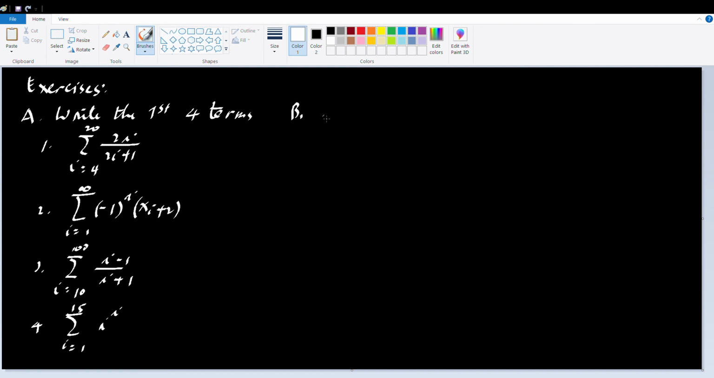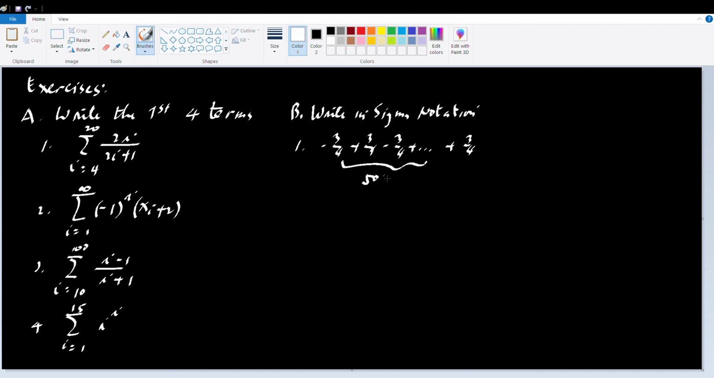For the next set, you write in sigma notation negative 3/4 plus 3/4 minus 3/4 plus and so on and so forth, 50 times. So 50 times. Next, 1 plus 9 plus, okay, I think I made a mistake here.